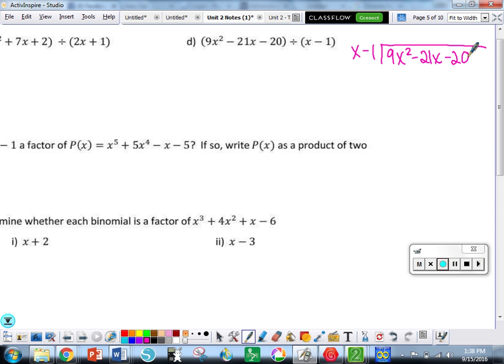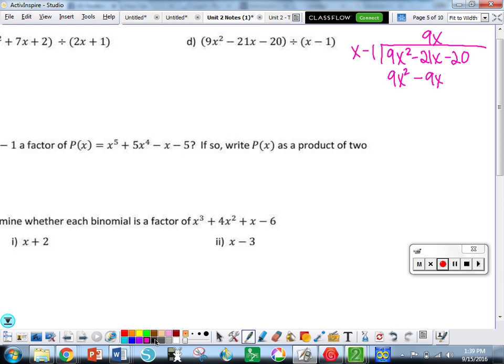Okay, let's try this. 9x squared divided by x is what? 9x. Multiply. 9x times x is 9x squared. 9x times a negative. Now be really careful with your negatives, right? If you miss a negative right here, it will affect everything below it. So 9x times a minus 1 is a negative 9x, right?